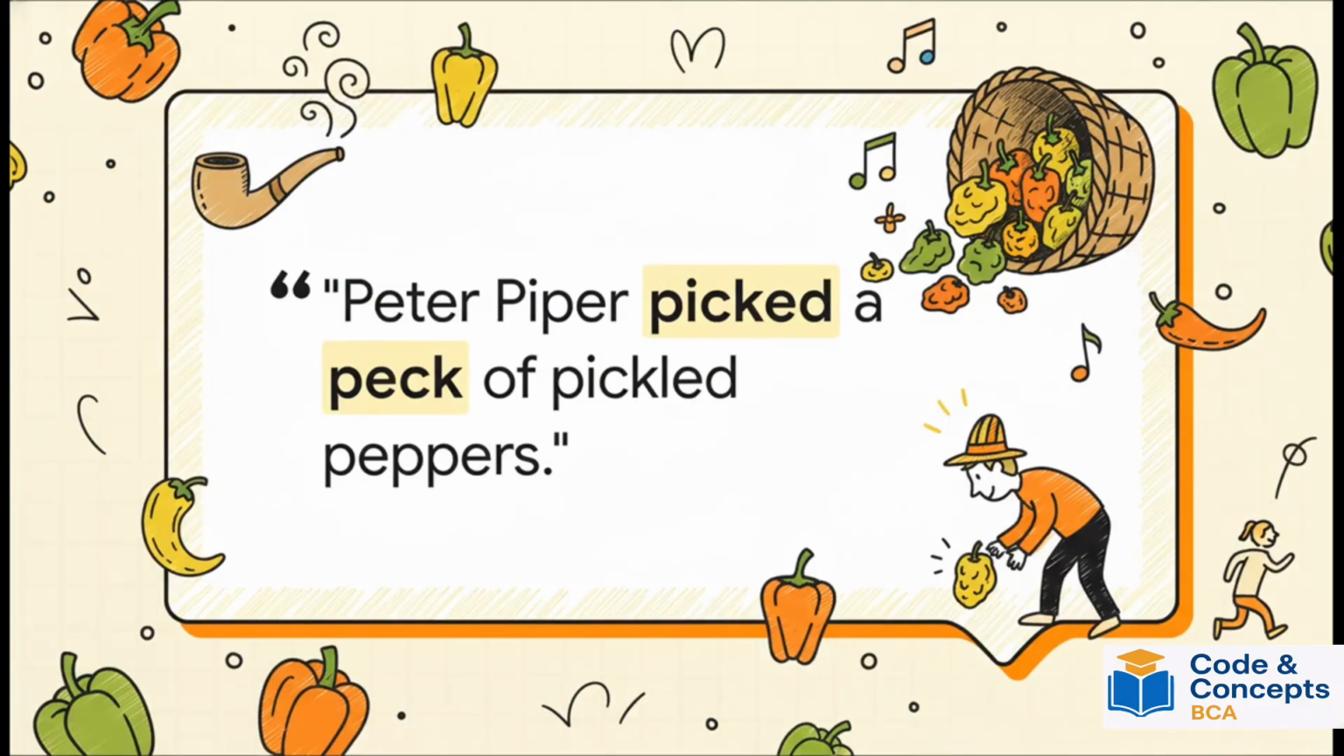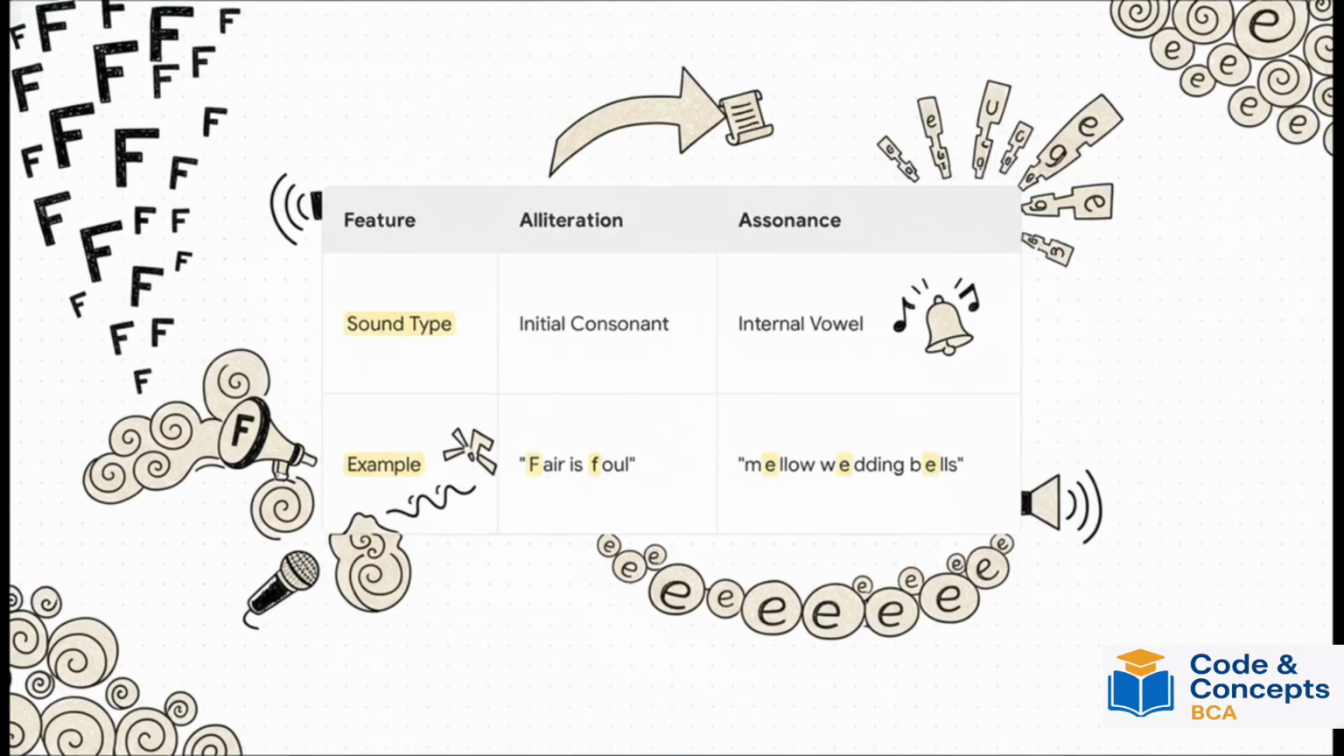Come on, you know this one. This classic tongue twister is alliteration on full display. That repeating P sound just creates this fun, bouncy rhythm that's really hard to forget, and even harder to say 5 times fast. Go on, try it. So what's the difference here? It's all about where the sound repeats. Alliteration, that's the consonant sound at the start of the words, like that F in fair is foul. But its cousin, assonance, does the same kind of musical trick by repeating vowel sounds inside the words, like that short S sound in mellow wedding bells. Pretty cool, huh?